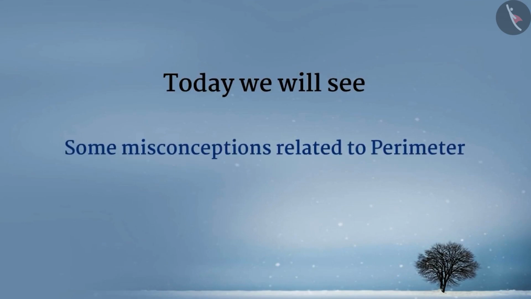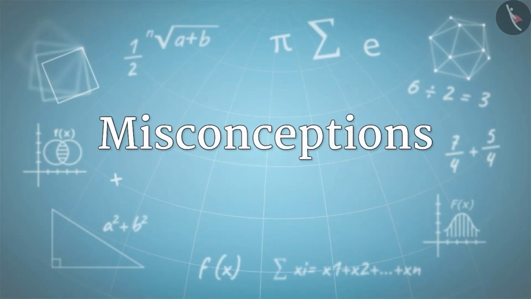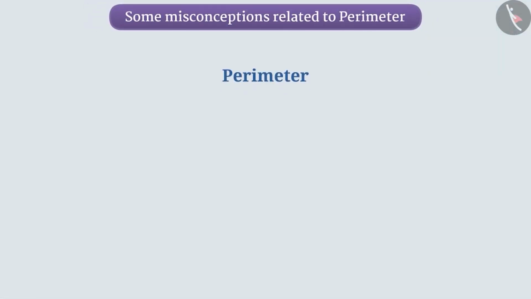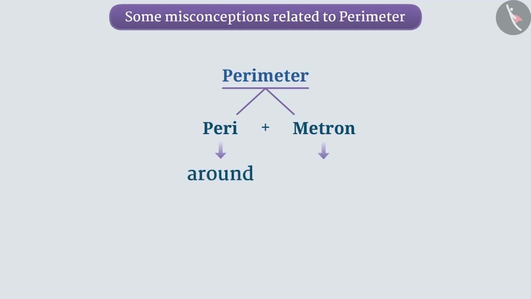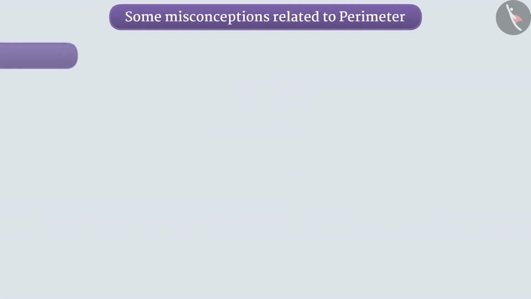Today we will see some misconceptions related to perimeter. Perimeter is derived from the Greek words peri and metron, where peri means around and metron means measure. In this way, perimeter is the distance around a closed figure. Therefore, perimeter is the total length of the boundary of a closed geometrical figure. Let's see some misconceptions related to perimeter.